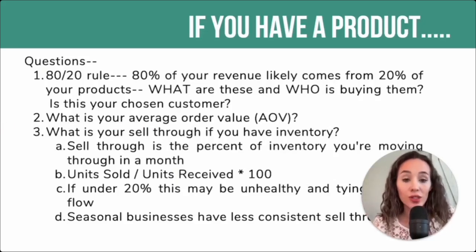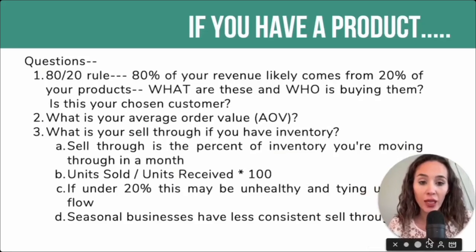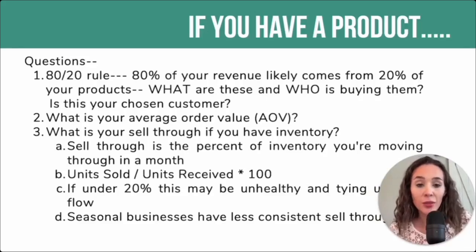The next question is, what is your sell-through if you have inventory? This is a question for people who have inventory, who have some cash tied up in physical product wherever they are. Sell-through means the percent of inventory that you're moving through in 1 month. So you're going to take your units sold divided by the units you receive times 100. So if you sell 50 units, but you receive 100 units, that would be a 50% sell-through.